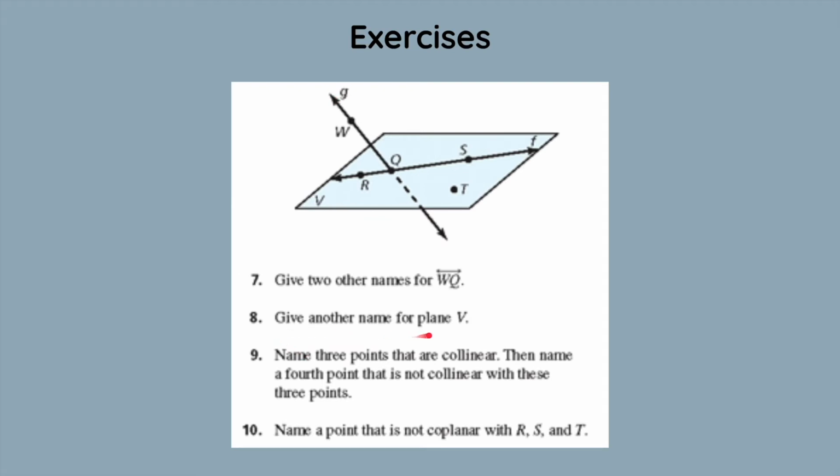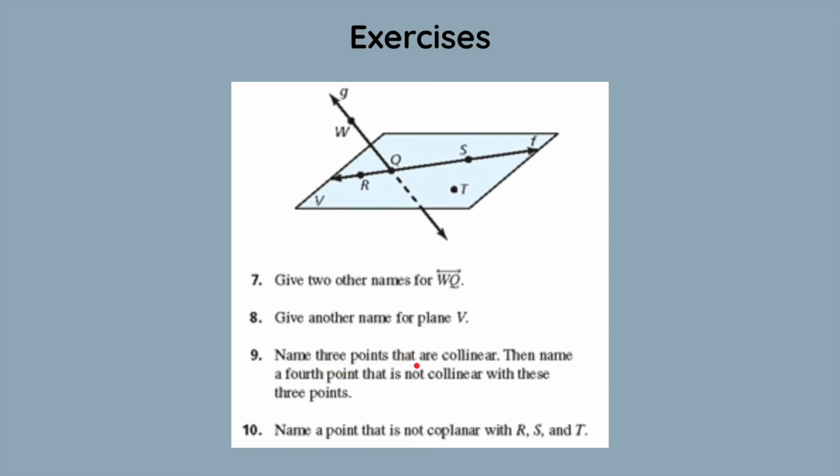Give another name for plane V. So if we remember back to our definitions, a plane can be defined as any 3 points that are not collinear or not on the same line. So this is plane V right here. And another name for plane V, we can just use any 3 points that are not on the same line. So this can be R, S, T, or even RQT. And we can say that the plane is plane RQT. It would be the same as saying plane V.